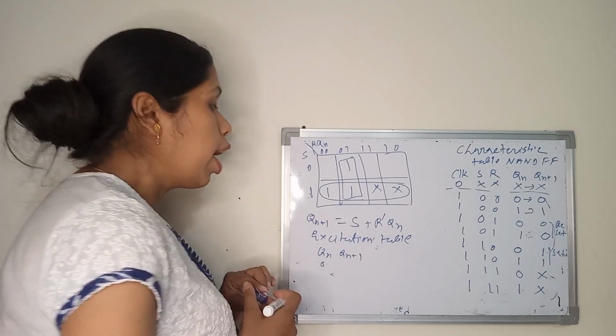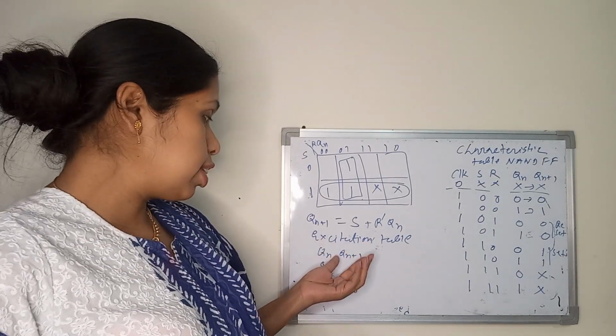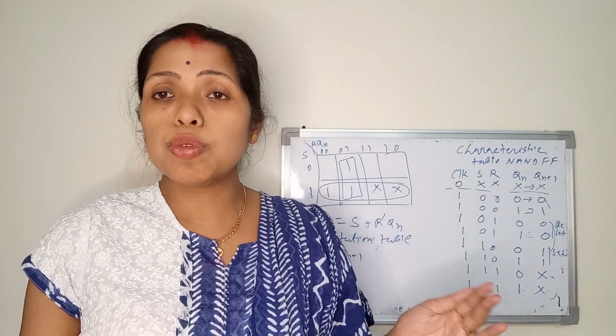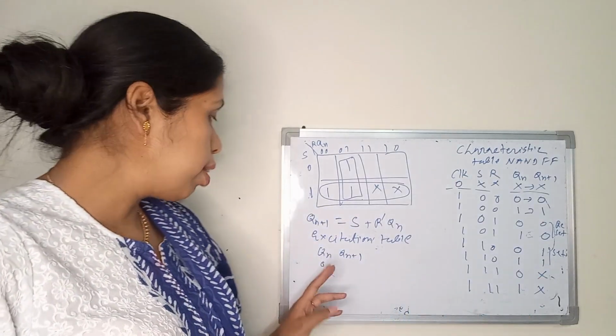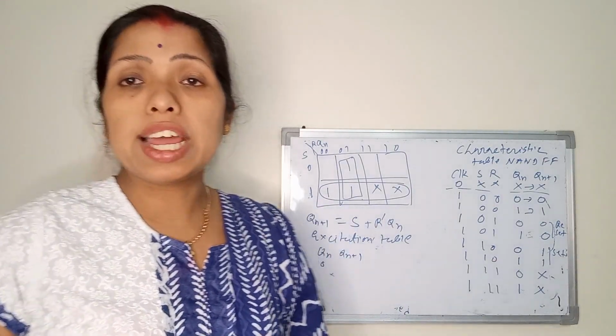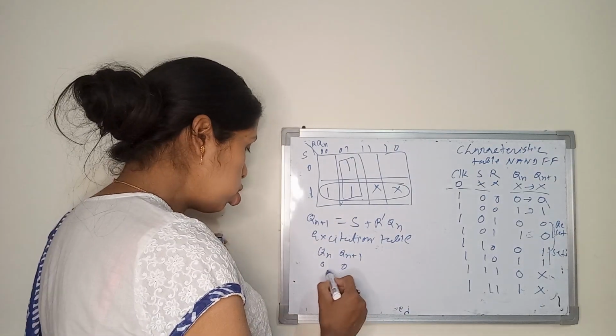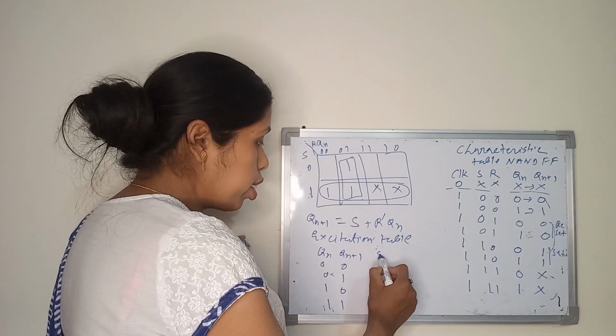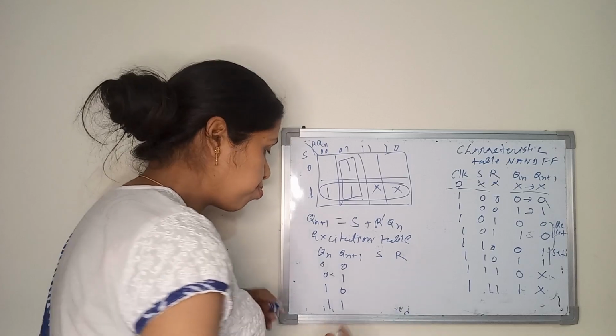First, in the excitation table Qn and Qn plus 1, these two will act as inputs that you have to put on the left hand side. If two inputs are there, how many combinations can I write? 4 combinations I can write: 0 0, 0 1, 1 0, 1 1. Right? So here it is S and R.